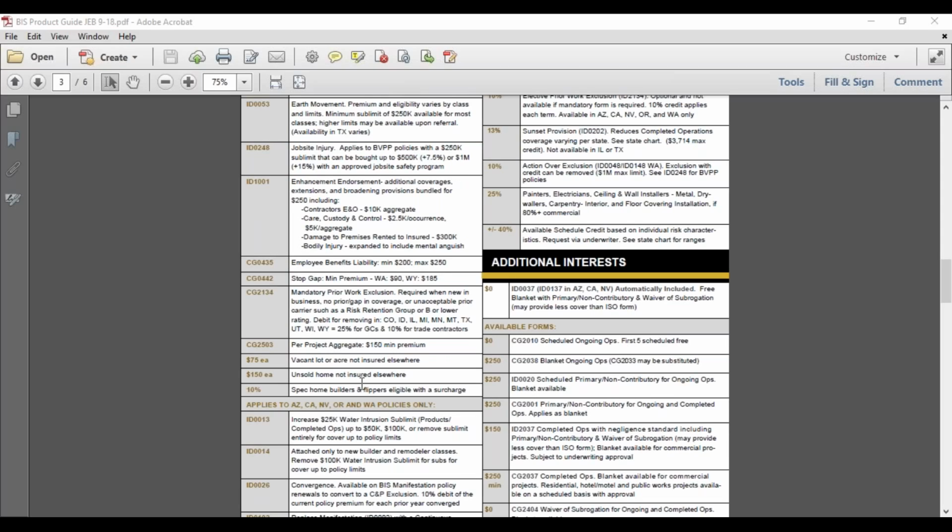We can do per project aggregate. We can add vacant lots. We can add unsold homes, and we have the spec home charge for flippers and spec home builders.